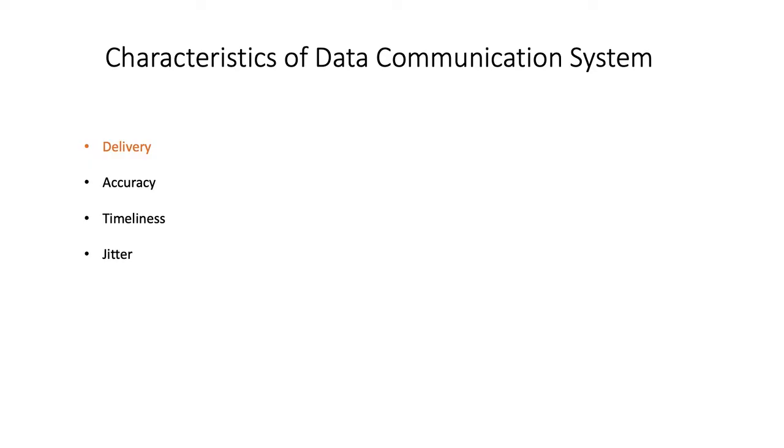Now, let's move on to the characteristics of a data communication system. There are four characteristics that define a data communication system. They are delivery, accuracy, timeliness, and jitter. We'll start our discussion with delivery.